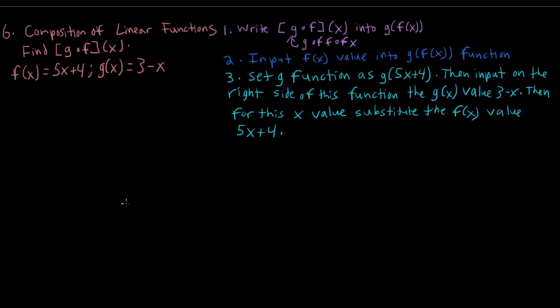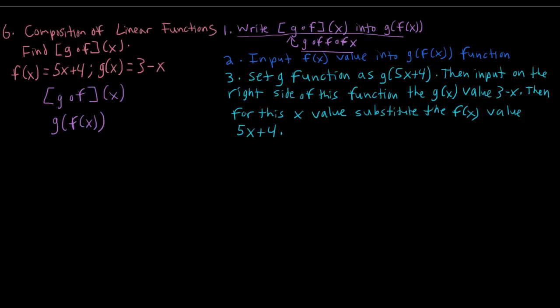6. Composition of linear functions. Find g of f of x. f of x equals 5x plus 4, g of x equals 3 minus x. So step 1 is to rewrite g of f of x using a different format. So let's just do that. g of f of x becomes g, parenthesis, f, parenthesis, x, making sure it's in closed parentheses.